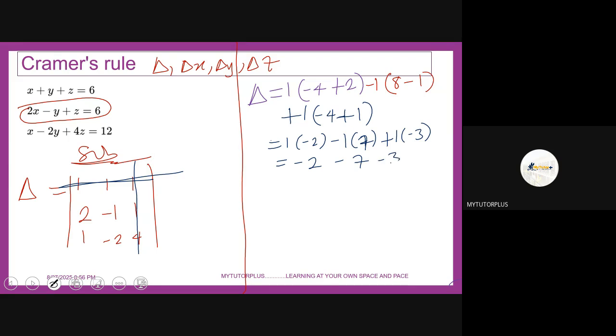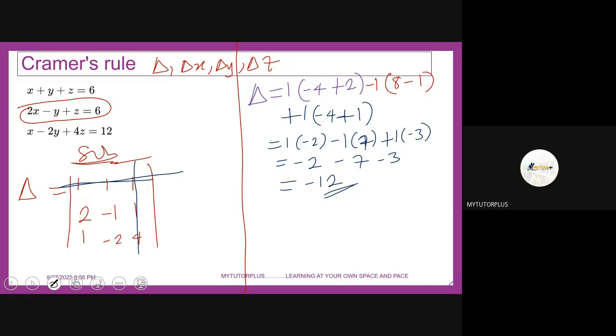Do you all agree with that, please? Yes. So this one is just a calculator issue. So from here, if you simplify this, -2, -7, -3 will give us -12. So we have gotten the value of delta. Is that taken? Yes.